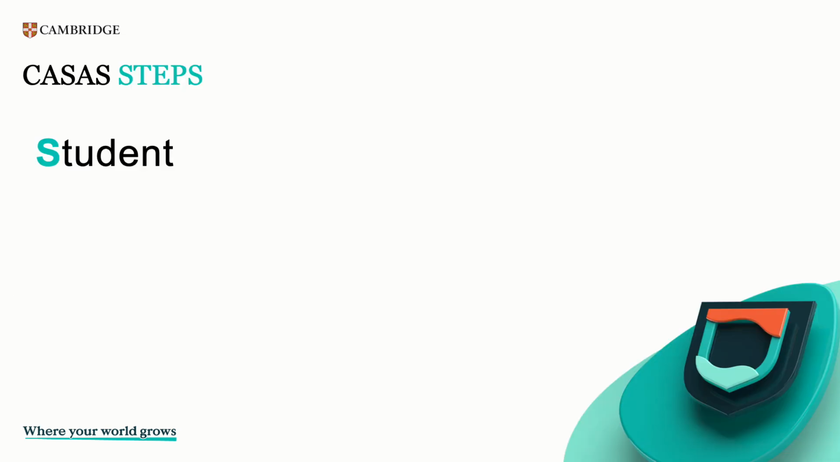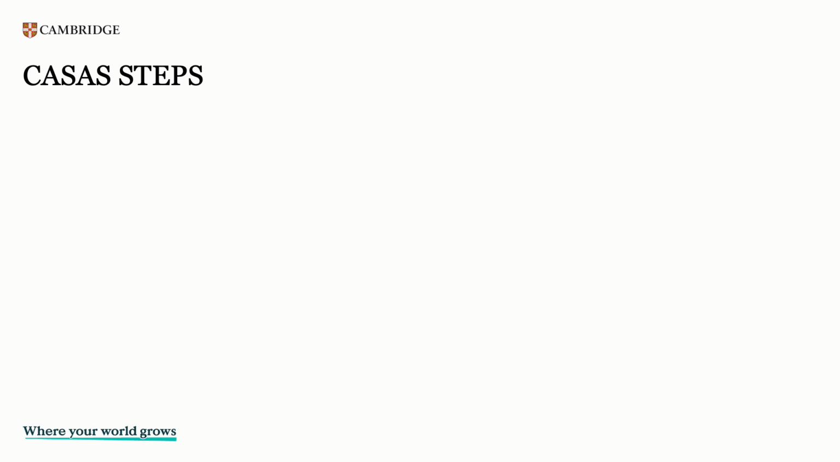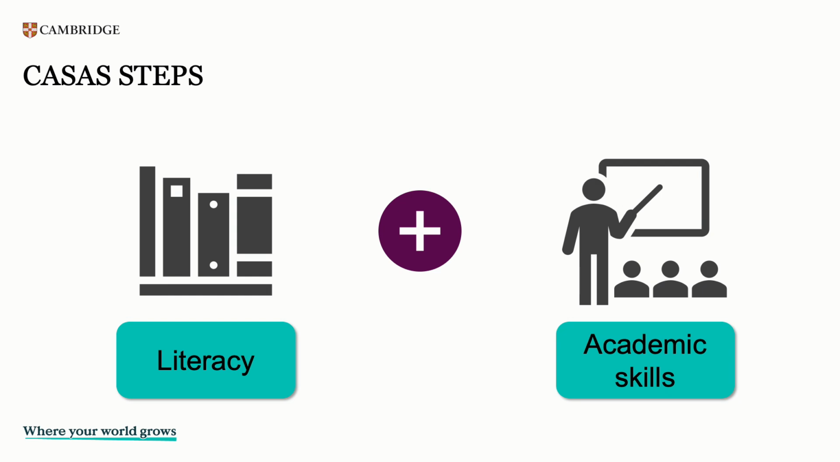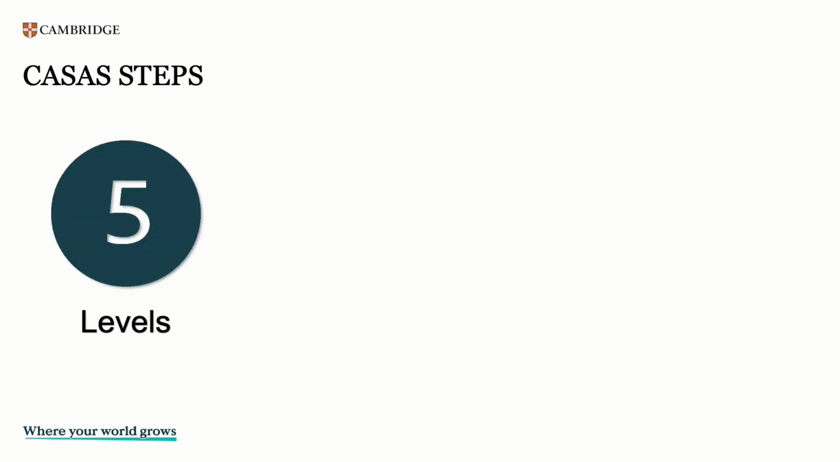The CASAS STEPS is the new CASAS test for adult education ESL students. STEPS isn't a life skills test, but a way to assess literacy and academic skills in the context of common adult situations. CASAS STEPS will replace the CASAS Life and Work tests. What do you need to know? CASAS STEPS has 5 levels. The increased number of levels is intended to make it easier to report your students' measurable learning gains.